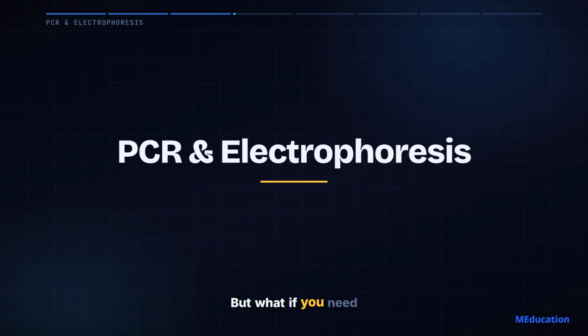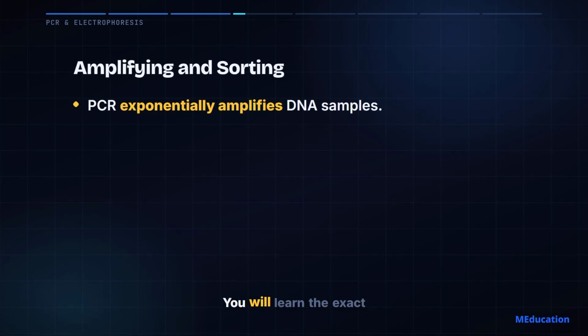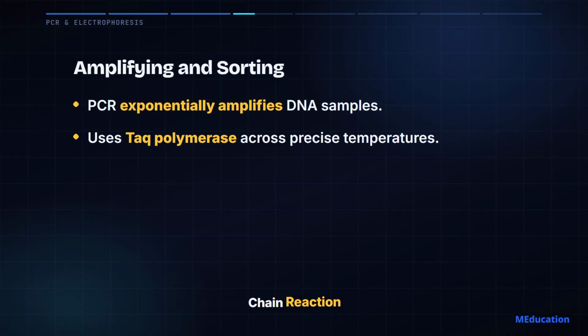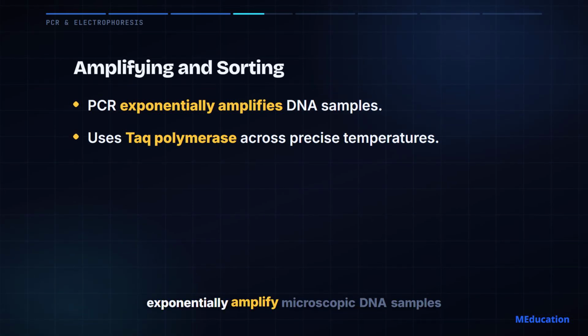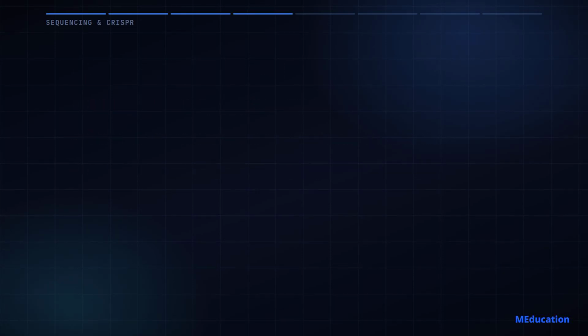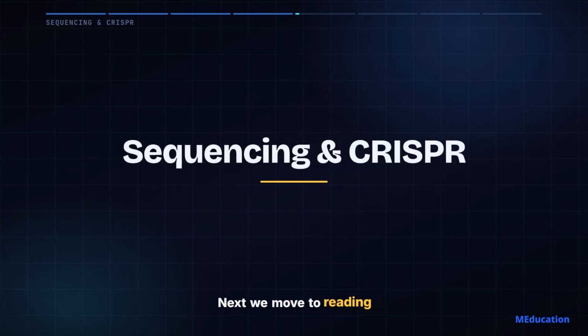But what if you need to amplify DNA without using living cells? You will learn the exact temperature cycles of the polymerase chain reaction, or PCR, which uses Taq polymerase to exponentially amplify microscopic DNA samples in hours. Once amplified, we use gel electrophoresis, a technique that applies an electric field to sort invisible DNA fragments by their size.